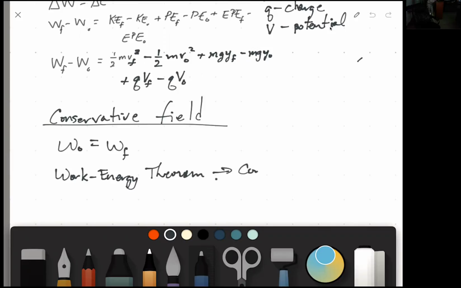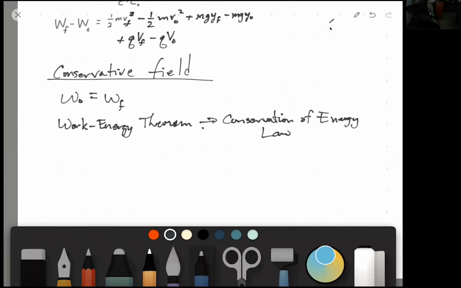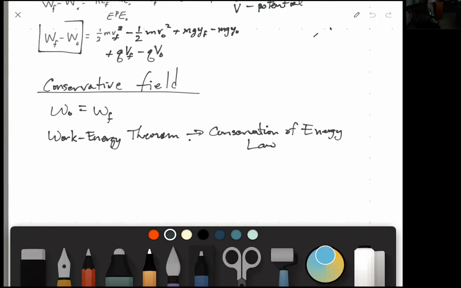Going to the conservation of energy law. So if you see this equation at the top right here, this side is going to do what? If the initial work is equal to the final work, what's going to happen to the left-hand side? It's got to move over. The question is, if you have work initial equals work final, what happens to the left-hand side?